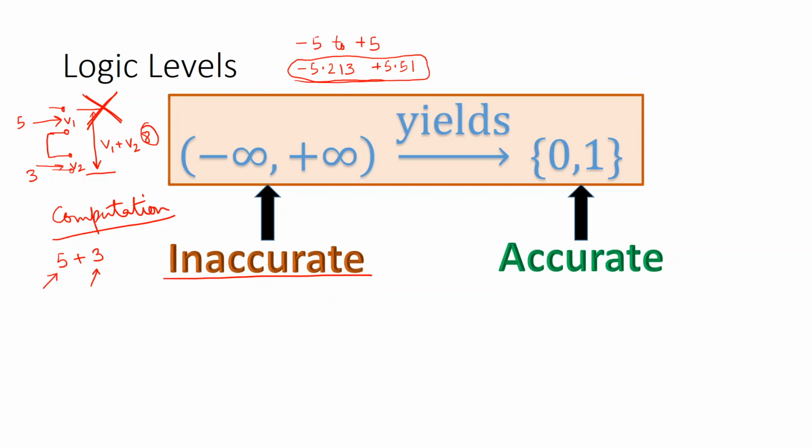But if we are able to map this analog range of voltages to only two single digits, 0 and 1, only two bits, then we can form a string of binary words with these bits, which will be either 0 or 1, and we will be able to perform exact and accurate computation.